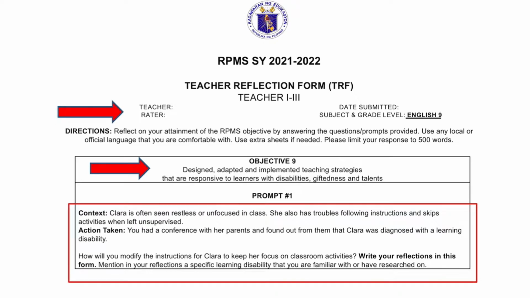Okay, so yung context is Clara is often seen restless or unfocused in class. So si Clara pala ay restless. So galago siya sa klase at hindi maka-focus. So she also has troubles following instructions and skips activities when left unsupervised. So si Clara pag hindi na-supervise, yung ginagawa niya is may problema siya sa pag-follow ng mga instruction at nag-i-skip siya sa mga activities.